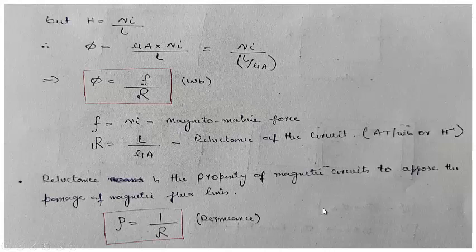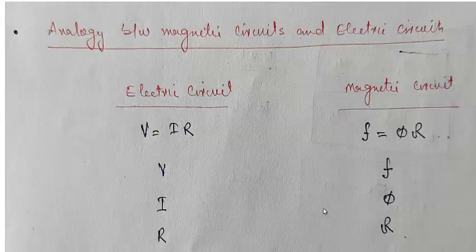So reluctance is the property of the magnetic circuit to oppose the passage of magnetic flux line, as I have told you earlier. So its inverse, that is 1 by reluctance, is known as permeance. Permeance will be the property of the magnetic material to support the passage of the magnetic flux line. Sometimes permeance may be used instead of reluctance, as we have done in electric circuit. We use the conductance in place of resistance, because conductance will be the inverse of the resistance.